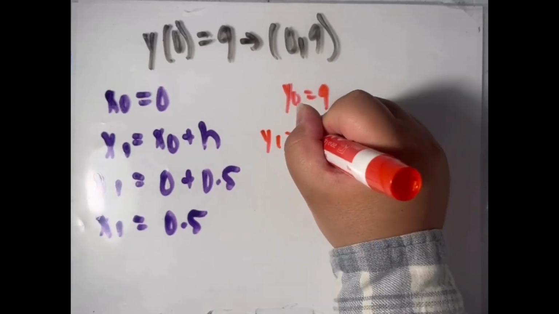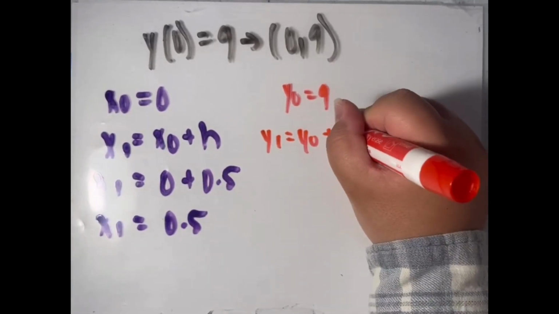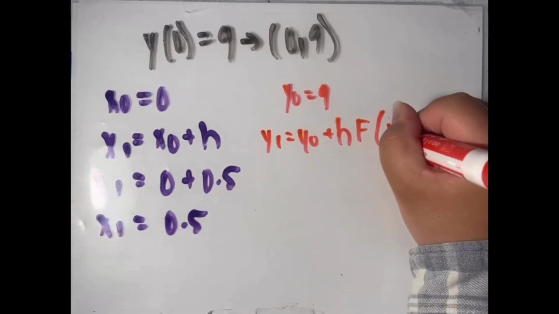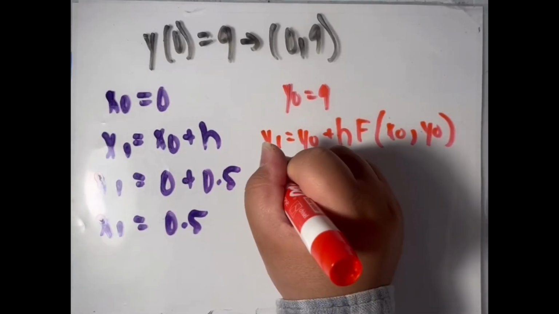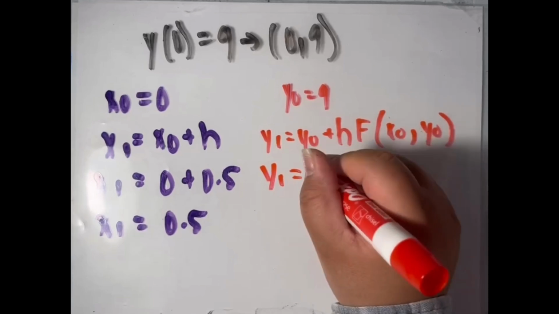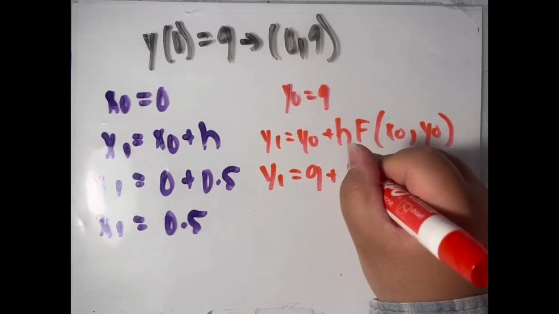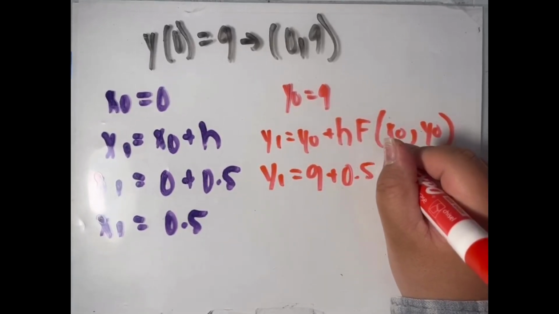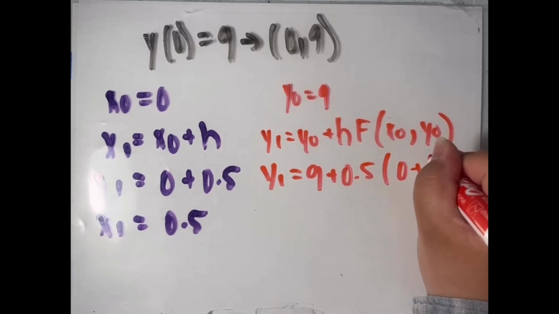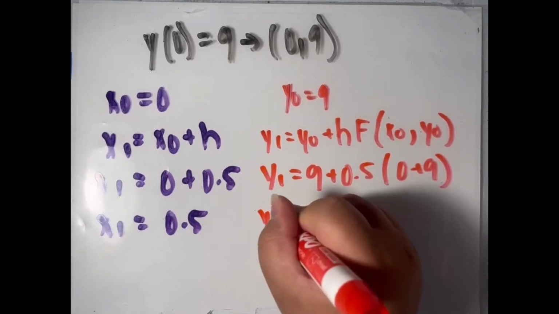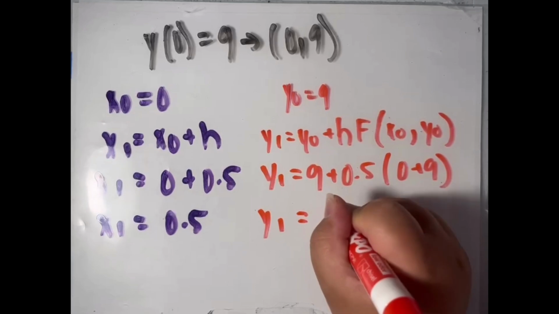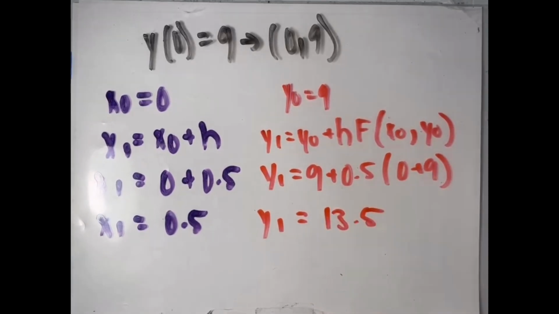To get y sub 1, you take y sub 0, add h times f of x sub 0 comma y sub 0. And then substitute the values that we know, which is y sub 0 as 9 and h as 0.5. In the parentheses, we substitute in our equation, which is x plus y, and substitute the values, which is 0 and 9. Y sub 1 is 13.5.